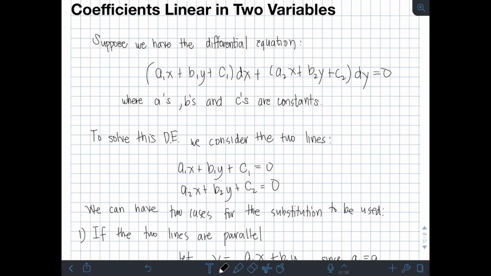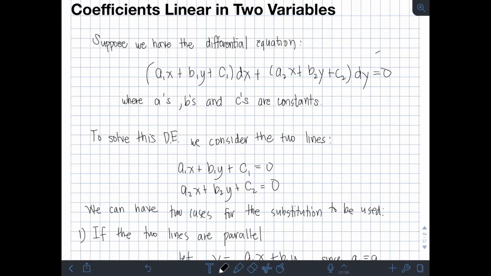Okay, so this time ay ituturo ko naman sa inyo kung paano i-solve ang differential equations with coefficients linear in two variables. Okay, so suppose we have the differential equation quantity a sub 1x plus b sub 1y plus c sub 1 dx plus quantity a sub 2x plus b sub 2y plus c sub 2 dy equals 0 where a's, b's, and c's are constants. Okay, so ito raw yung DE natin.